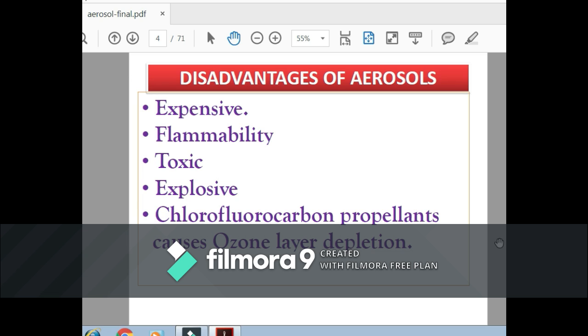So suppose that large amounts of propellants are used by the people, it may cause a large release of chlorofluorocarbon and it may cause the depletion of the ozone layer. So it is not suitable for the environmental conditions. So this is another dangerous disadvantage of the aerosols. So these are the disadvantages of the aerosols.